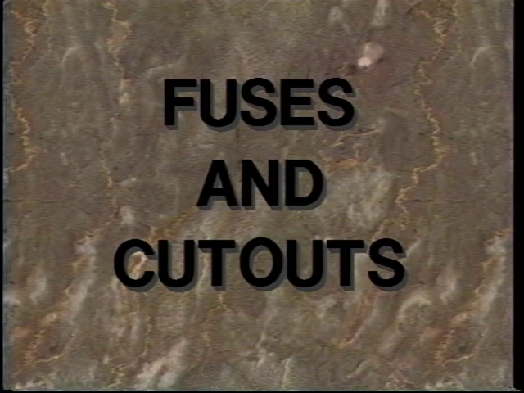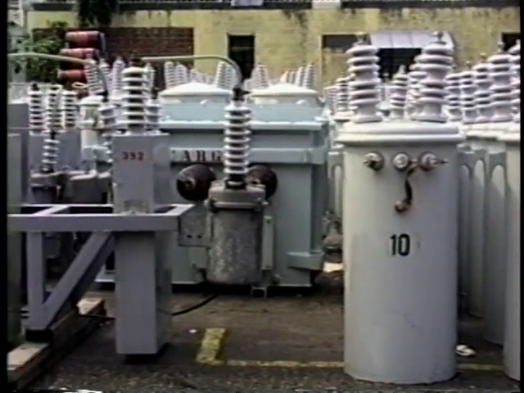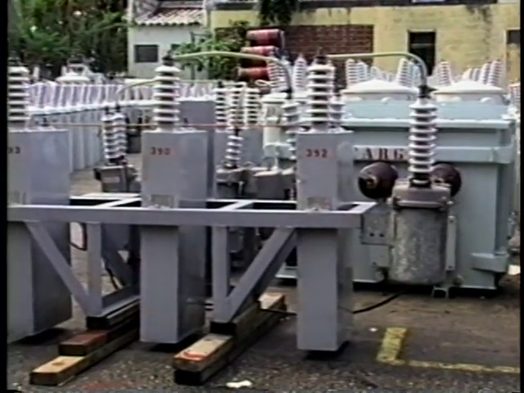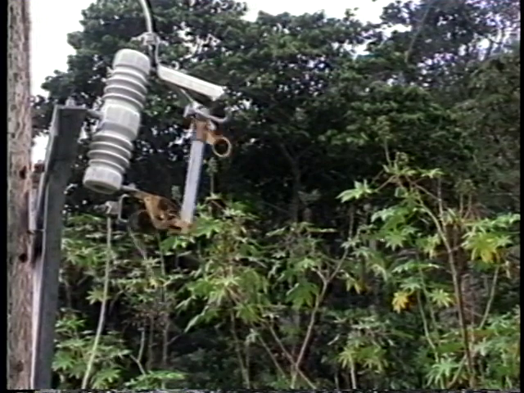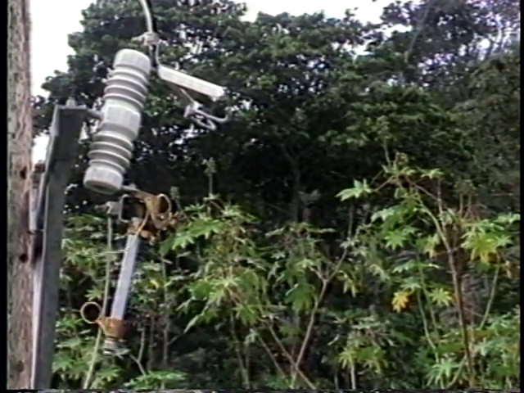Fuses and cutouts. System reliability and equipment protection are important considerations for an electric utility. Fuses are an important component used to protect the electric system and the equipment that is connected to it. Examples of these are transformers, capacitors, and other expensive hardware. Fuses also aid in sectionalizing the independent circuits of the electric system in case of equipment failure.